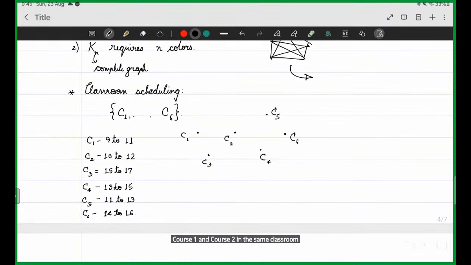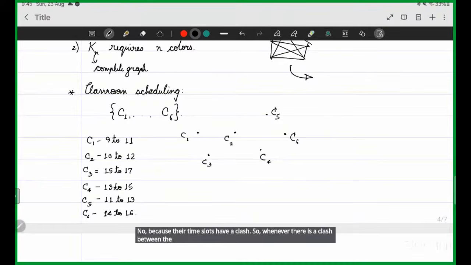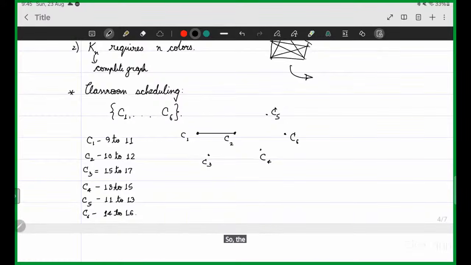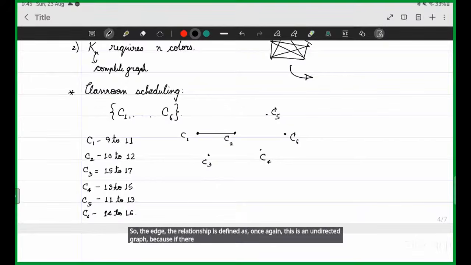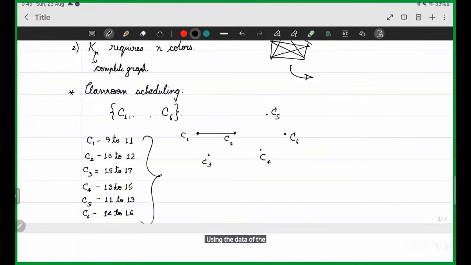No, because their time slots have a clash. So whenever there is a clash between the time slots, I will draw an edge between them, right? The relationship is defined as, once again, an undirected graph, because if there is a clash between two courses, that goes both ways. So using the data of the time slots that is given, I can draw the edges now.